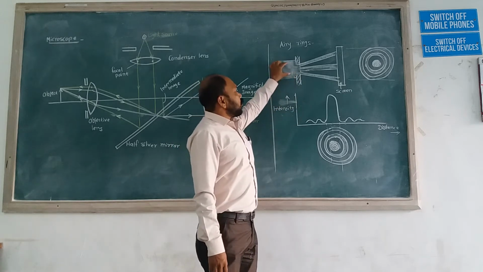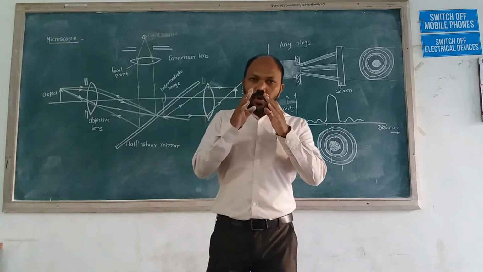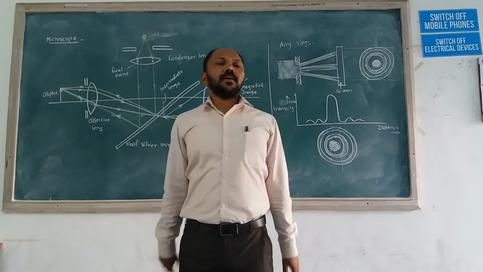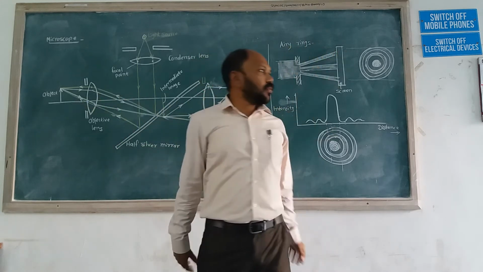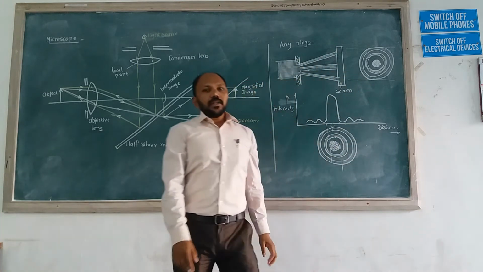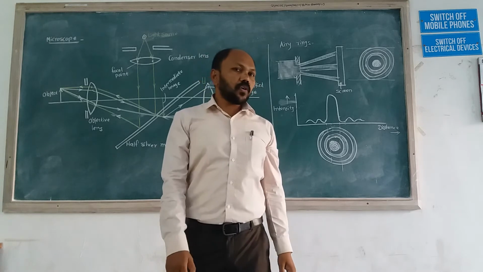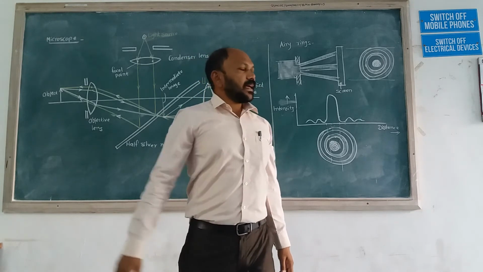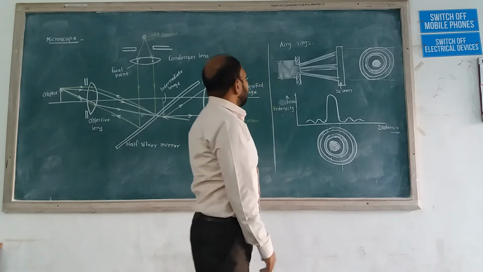And when this light passes through this small aperture, light does not go in a straight line, but is somewhat diffracted. Light somewhat goes in this direction like this. And this is called diffraction. This property of light is called diffraction of light. So in Airy's rings, diffraction is the major thing.